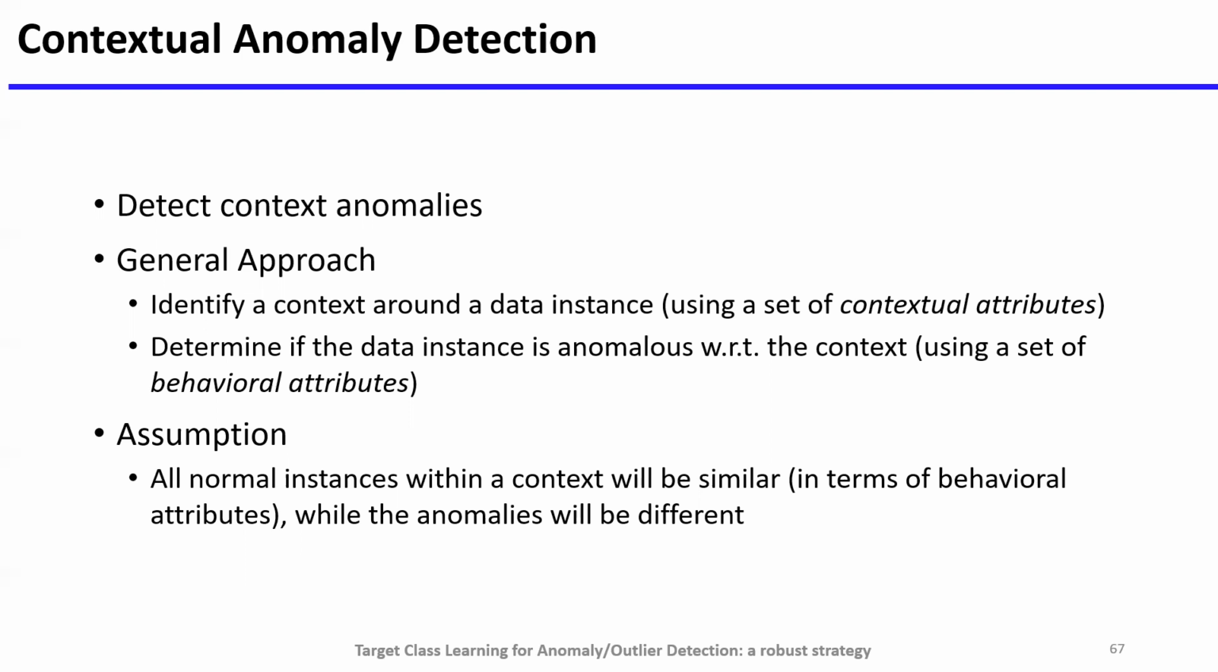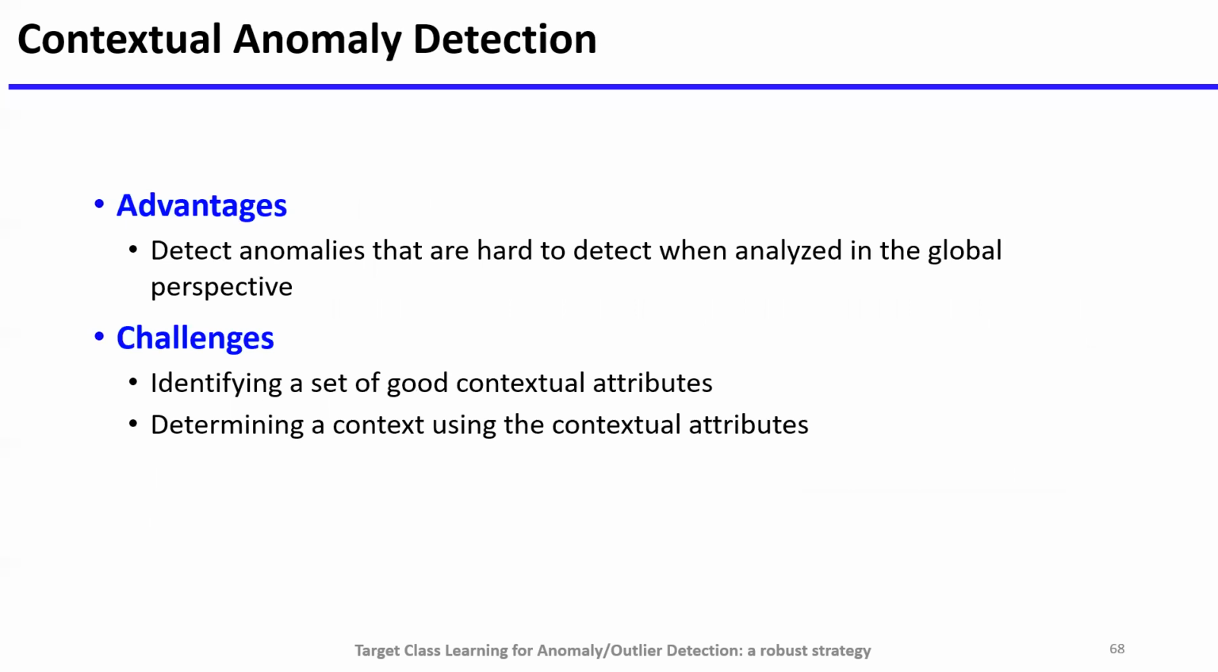So here we are basically identifying the context around the data instances. And the second type of attribute is the behavioral attribute. Here we are determining the data instances that are anomalous with respect to the particular context. So I think these have advantages, like it can detect anomalies that are very hard to detect when analyzed in the global perspective.